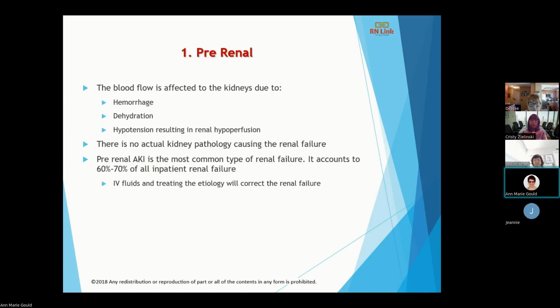So IV fluids and treating the underlying etiology will correct the renal failure. So AKI, acute renal failure, you're giving them fluids, likely the cause of the AKI or acute renal failure is your dehydration, okay? That's 60 to 70% of the patients in-house.